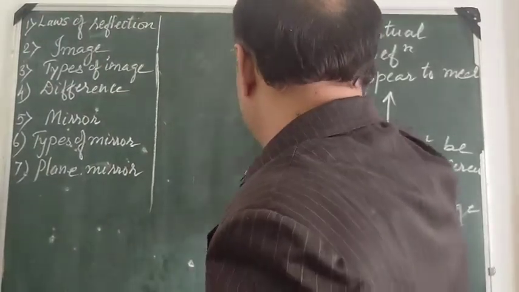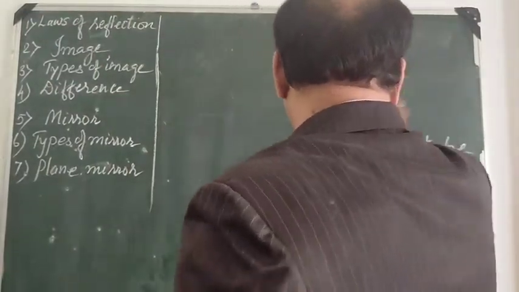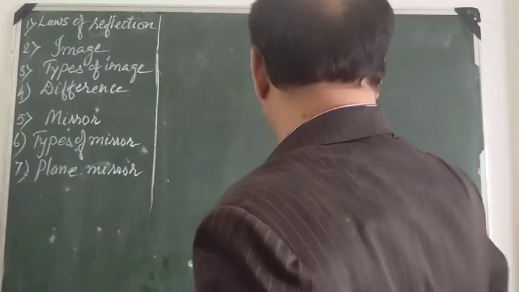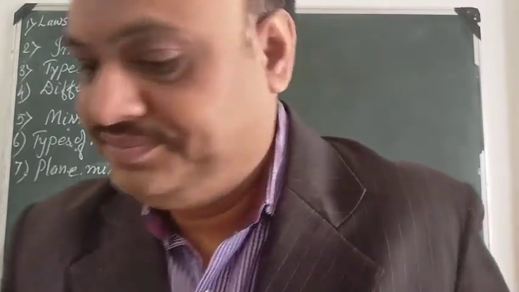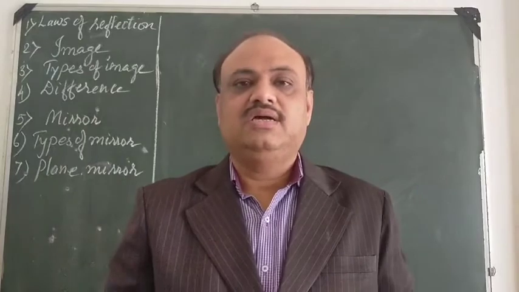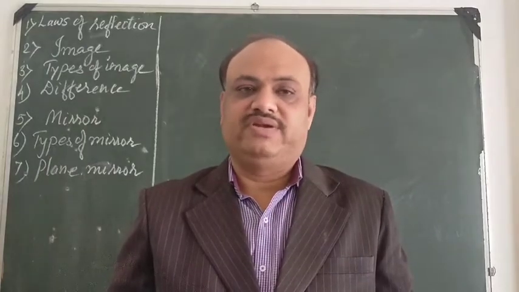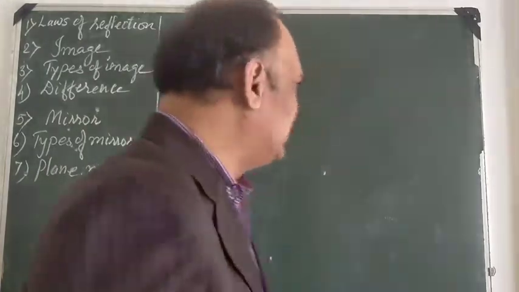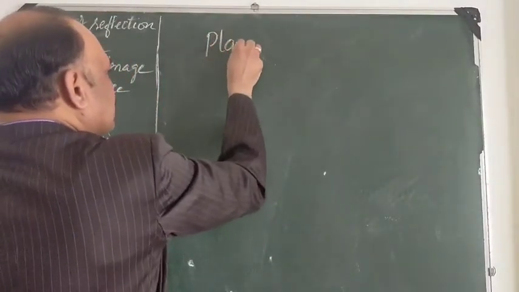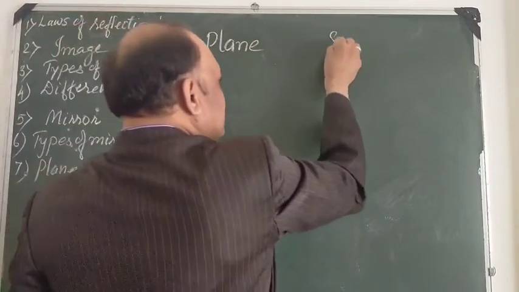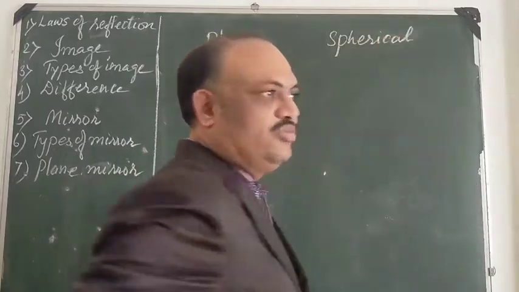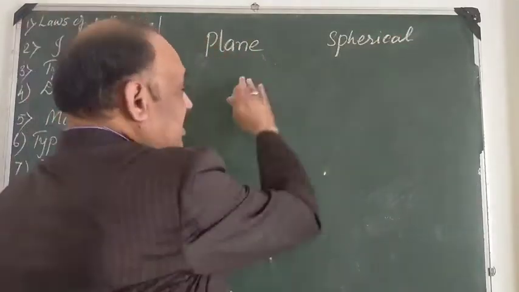Now we proceed to another topic, that is mirror. What is a mirror? A mirror is a reflector. It is a device which reflects light. Now these mirrors are of two types. One is plane mirror and another is spherical or curved mirror.